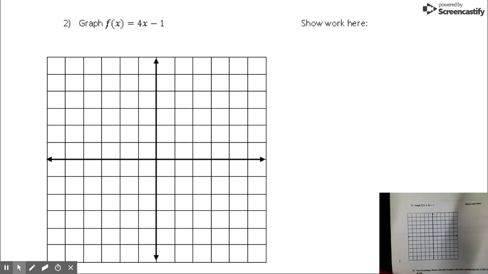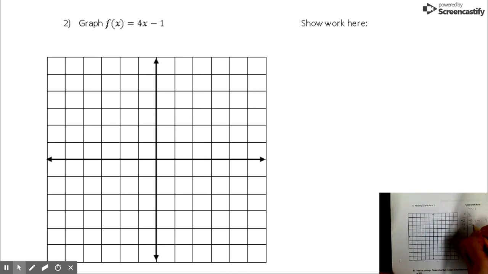Next, we want to be able to graph a function, and we're going to use a table of values in order to do this. Obviously, as we move on through this unit, we'll also identify some other methods of being able to graph a function, but for now, we're going to use the table of x and y values. We start with negative 2, negative 1, 0, 1, and 2. These are values for x. So if we substitute in negative 2, 4 times negative 2 is negative 8 minus 1 is negative 9.